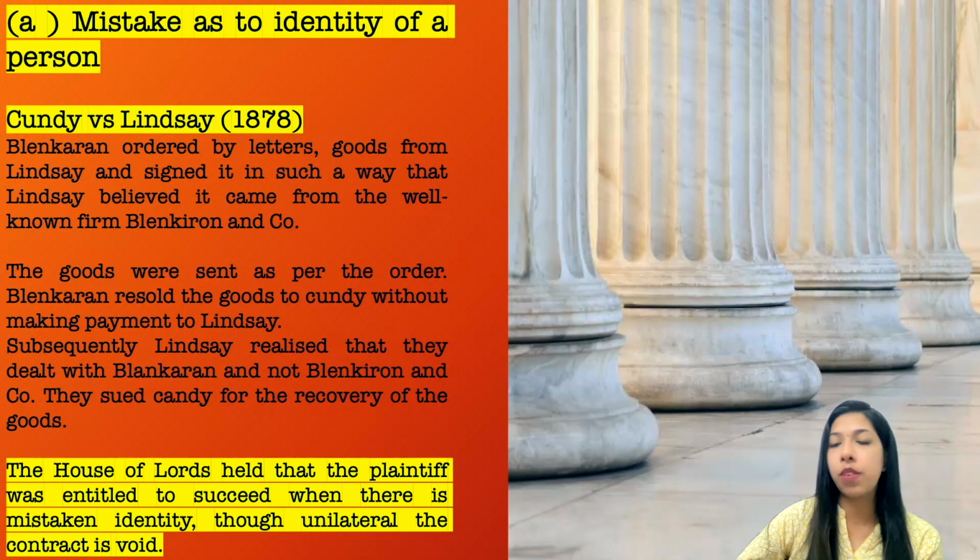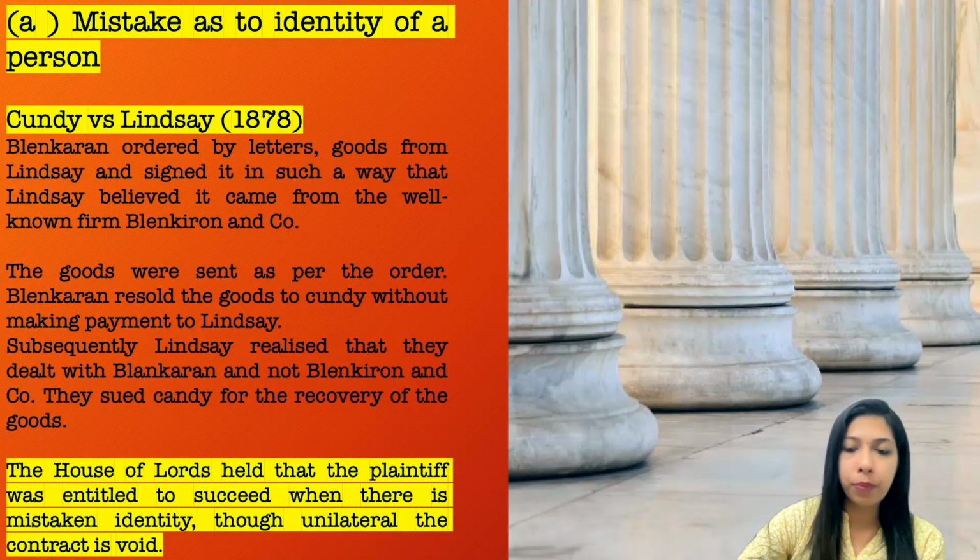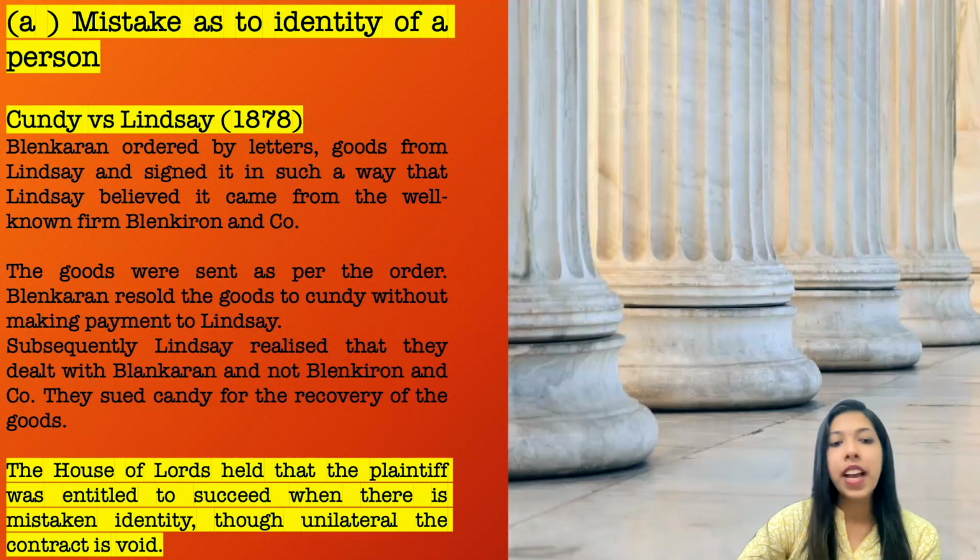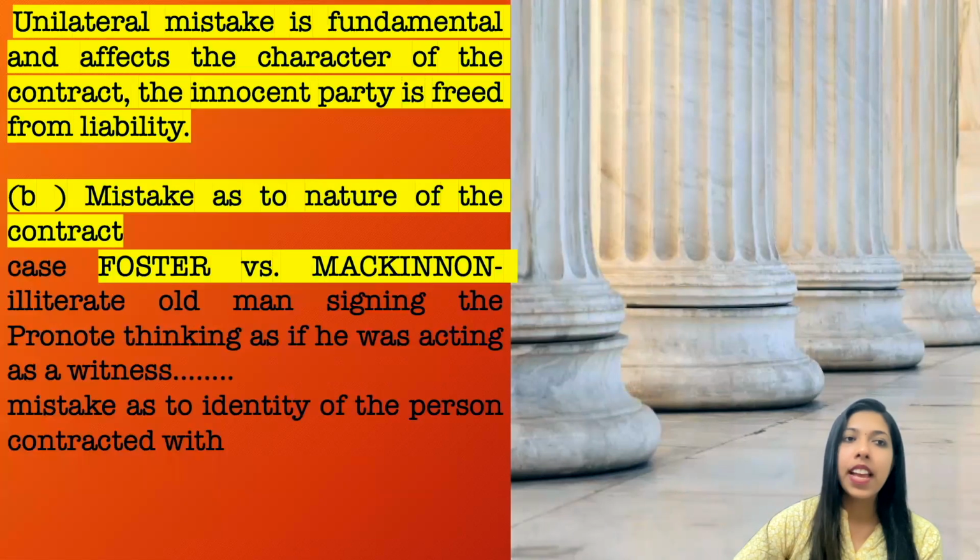Lindsay was thinking that he was entering into a contract with Blenkiron, but in fact it was with another company. So there was a mistake as to the identity of a person, and if this is the situation, the contract will be void in nature. Next, a unilateral mistake should always depend upon being fundamental and affecting the character of the contract, and then the innocent party will be freed from the liability.